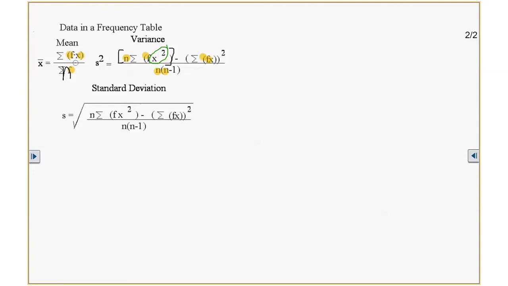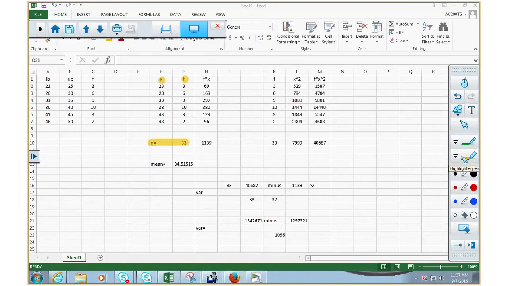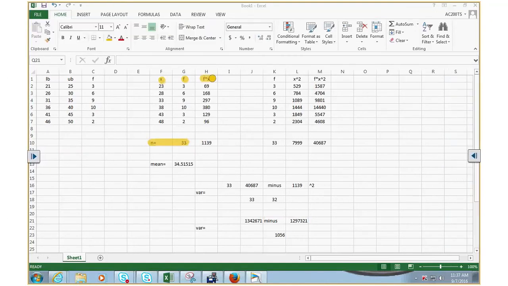So let's do that. How do you take the summation of f times x? Well, first you have to multiply f times x. So we go back to our handy dandy transparency, and here's f and x. So what's 3 times 23? 69. 6 times 28? 168. 9 times 33? Blah, blah, blah. And then what do we do with those numbers? We add them up. And then we take 1139 and divide it by what? 33, and that gives us the mean.